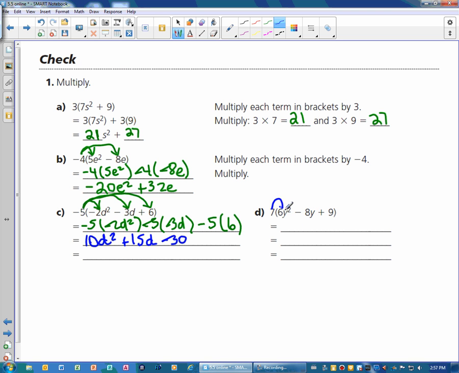Okay, last one. This one I'm not going to write it out. I'm going to say it out loud, and I'm going to write down my answer. This time, I'm just going to go 7 times 6y squared. I'm not going to write down 7 times 6y squared. I'm going to write down the answer, which is 42y squared, because 6 times 7 is 42. 7 times negative 8y is negative 56y. 7 times 9, positive 63. So how'd you do on that check? Did you get them all right? Hope so. Okay, moving on.